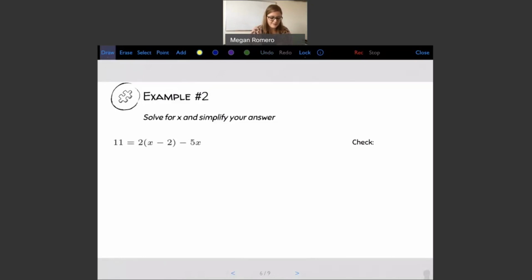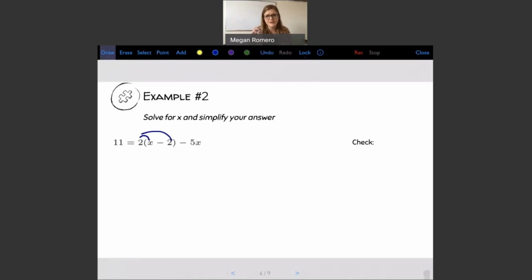So a couple of examples here. Solve for x and simplify your answer. Okay? So in this case, what we'll do, we'll start off, get rid of parentheses. This allows us to see everything for what it is. So the 2 distributes to the x and the minus 2.